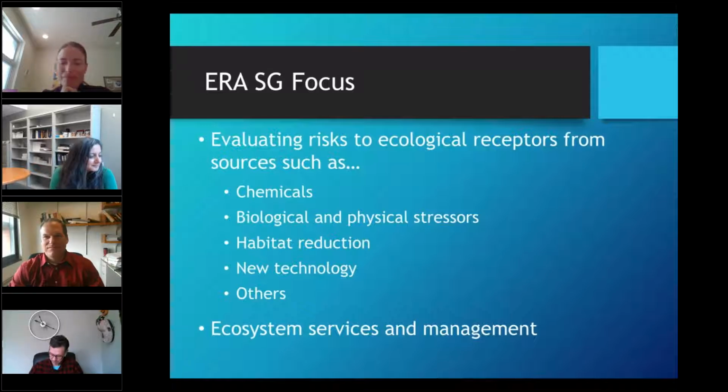So we had a couple of presentations looking at incorporating ecosystem services provided by an elephant population into the management of a national park in Africa. So those are just some examples of what types of things we've looked at with the ecosystem services focus.